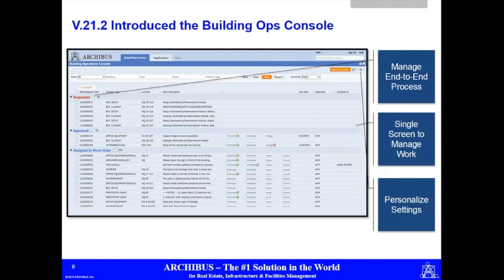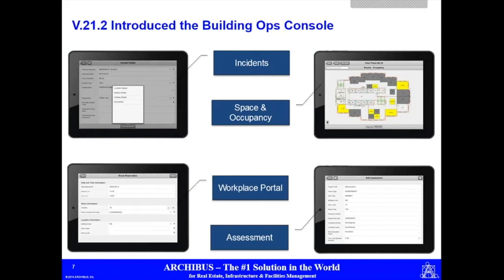The Building Ops Console is another form that was introduced back in 21.2, and it works with the maintenance staff and helps them manage the end-to-end process through one single screen, from the inception of the work request all the way to completion, closure, and archiving. It is that single screen. It is also customizable, with settings to determine which fields will be displayed by the user's preferences.